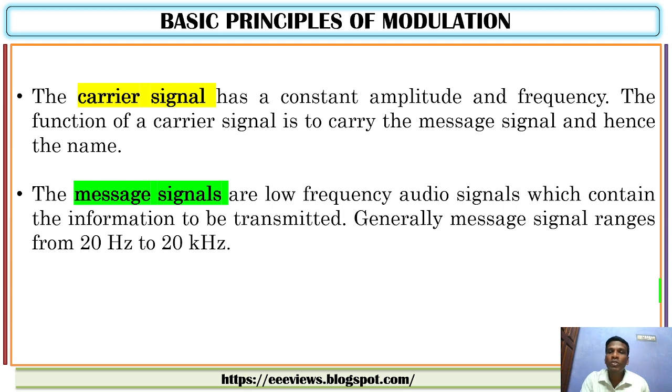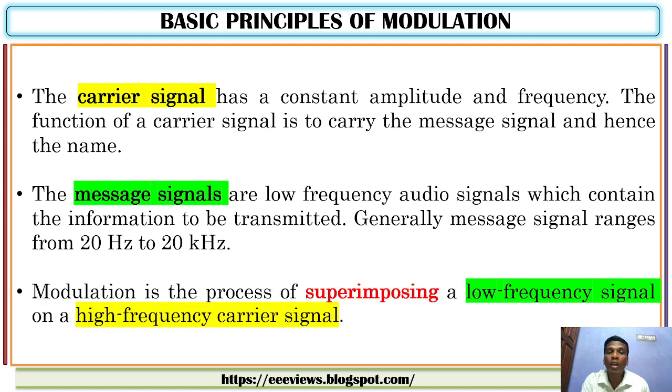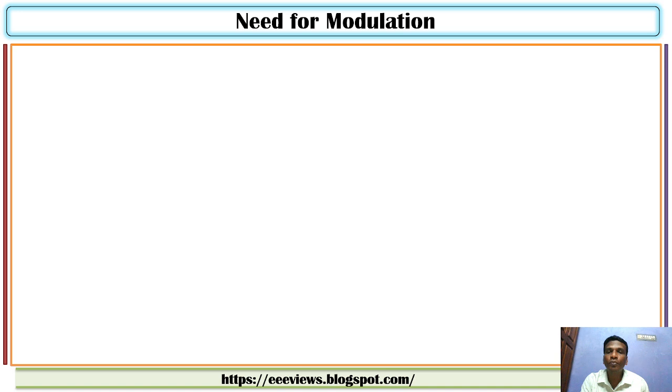You can see the carrier signal on the screen. The carrier signal will carry this message signal over a long distance. That process is known as modulation. So modulation is nothing but superimposing the message signal over the high frequency carrier signal. Why are we going for modulation? What is the need for modulation?